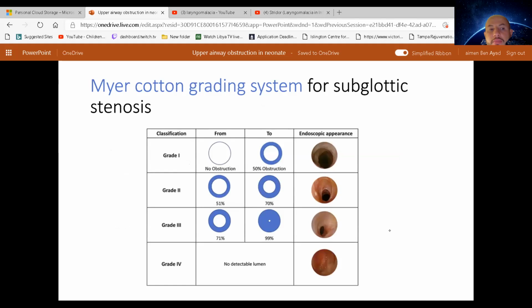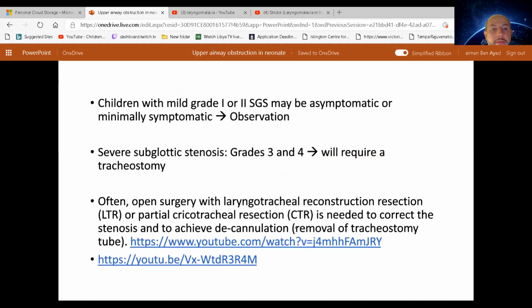What's the staging for subglottic stenosis? It is divided into grades from grade 1 to grade 4. Grade 1 is from no obstruction to 50%. From 51% to 70%, that's grade 2 obstruction, where you can still see the lumen. 71% to 99% obstruction is grade 3. Grade 4 is complete, you cannot see the lumen, and that is a true emergency. Okay.